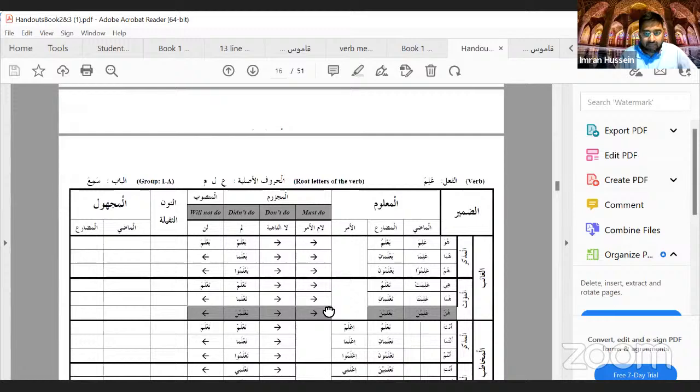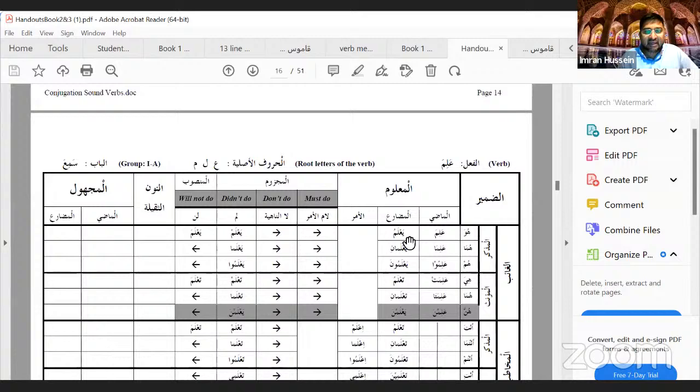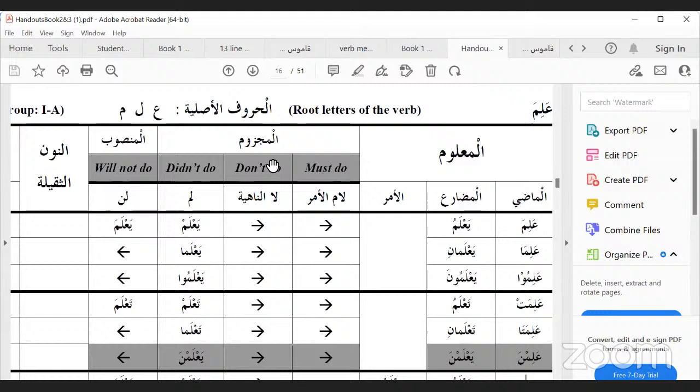So the first one was marfu, as we know. Everyone could write marfu. Halatul marfu is the first one. Marfu is when the last letter of the singular verb of the present tense gets a dhamma, like ya'lamu. The last letter is getting a dhamma. The next one is halatul majzum.